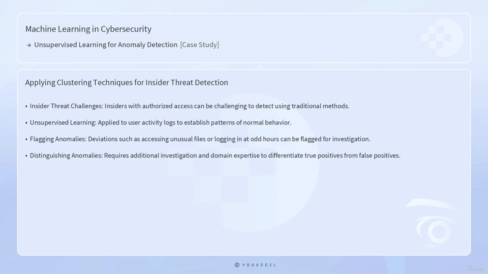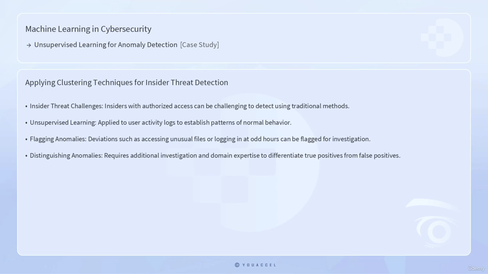Taking the discussion further, Emily introduces a case where clustering techniques could be applied to detect insider threats. Insiders who have authorized access can be challenging to detect using traditional methods. Unsupervised learning can be applied to user activity logs to establish patterns of normal behavior. Any deviation from these patterns, such as accessing unusual files or logging in at odd hours, can be flagged for investigation. Mark is intrigued and asks, how do we ensure that these flagged anomalies are not just false positives?